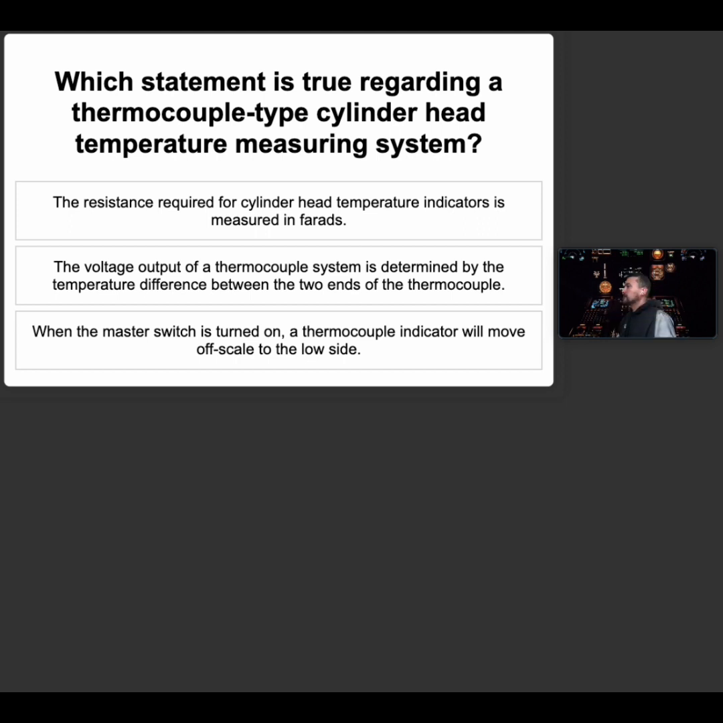Which statement is true regarding a thermocouple cylinder head temperature measuring system? The resistance required for the cylinder head temperature indicator is measured in farads. The voltage output of a thermocouple system is determined by the temperature difference between the two ends of the thermocouple. When the master switch is turned on, the thermocouple indicator will move off scale to the low side. So what's the answer, guys?